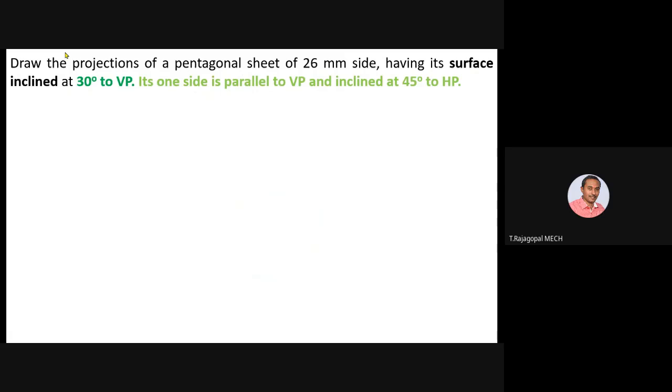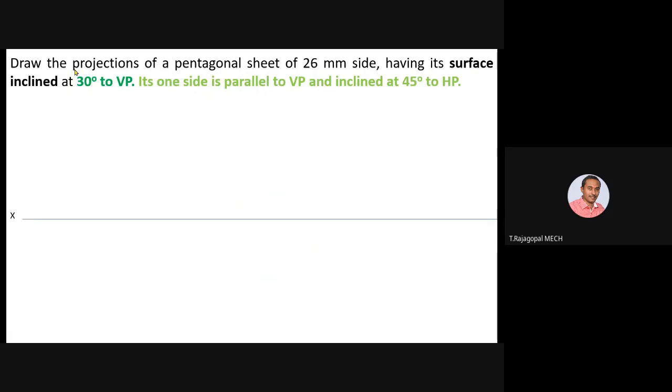In VP, the front view will be projected. So with this also we can identify that in the front view the entire surface will be seen. Based on the surface inclination, you can identify in which view the entire surface, all the corners, can be visible for us. Okay, so with this we can proceed with the problem. Front view is the full position of the surface.